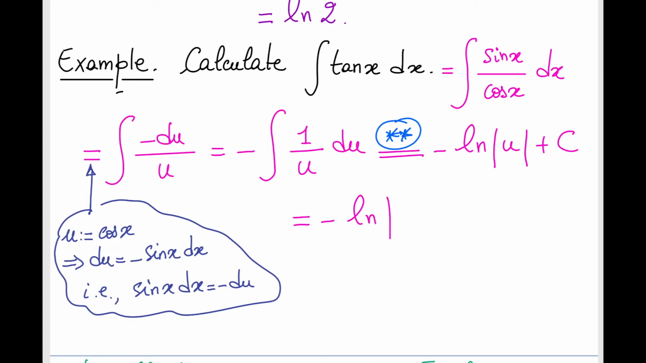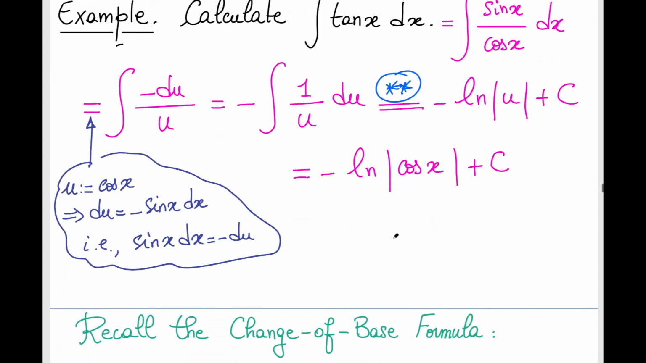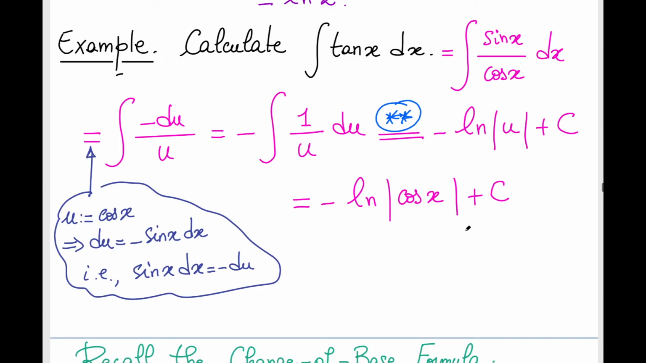So cosine of x plus a constant. All right, I mean, you can stop here, but let's keep going. Let's try to write this in a slightly different way. Look, do you see this? This is a full answer, no doubt, but let's keep going just to approach it.